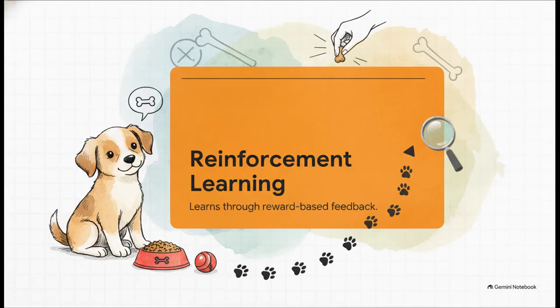And finally, there's reinforcement learning. Honestly, think of this like training a puppy. The system, or the agent, takes actions in an environment and learns through reward-based feedback. It optimizes its behavior over time to maximize the positive outcomes. And that pretty much completes our core ML glossary.